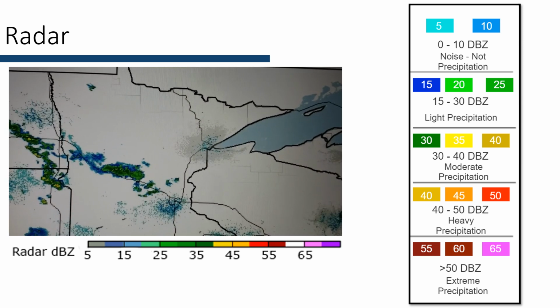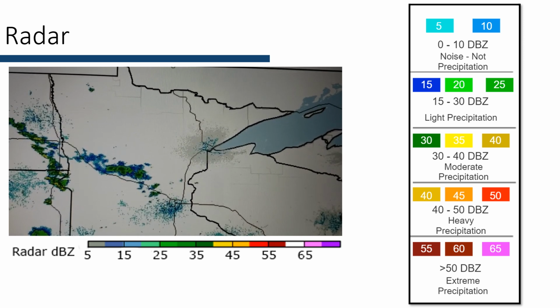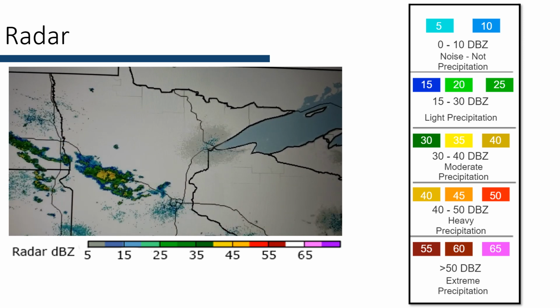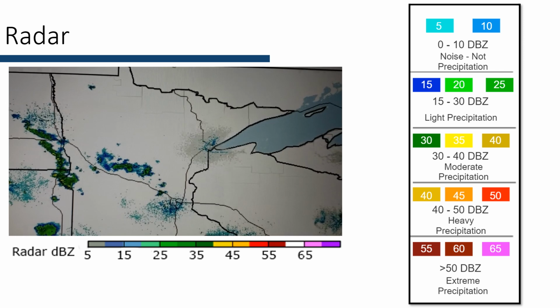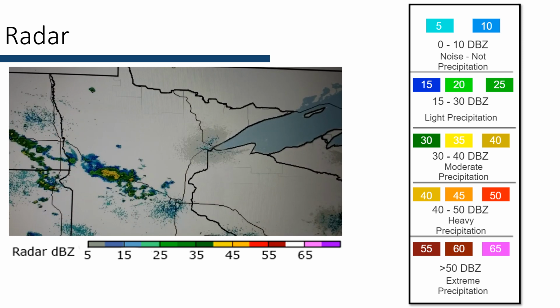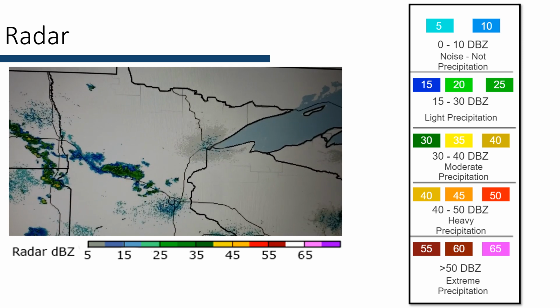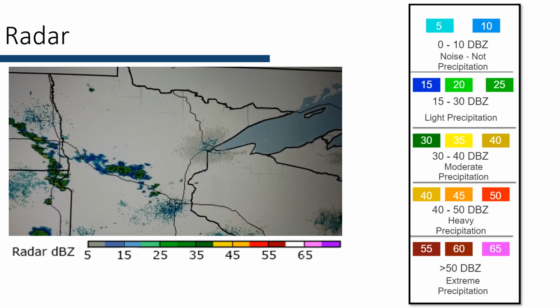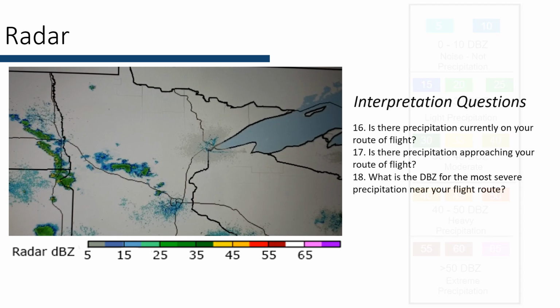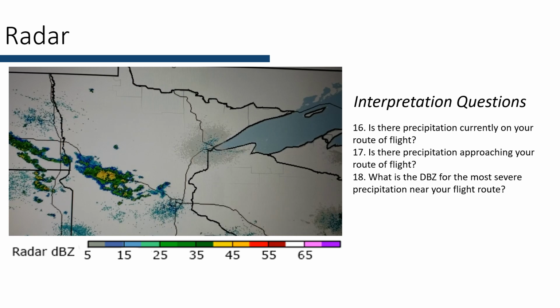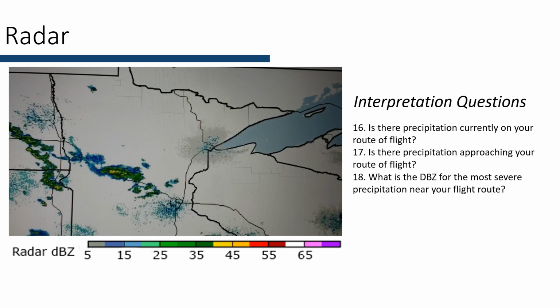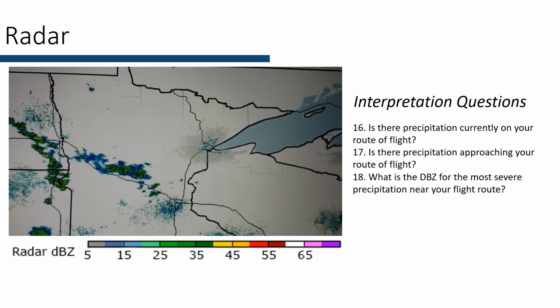30 to 40 decibels is associated with moderate precipitation. 40 to 50 decibels is associated with heavy precipitation. Anything over 50 decibels is associated with extreme precipitation. This brings us to our next set of interpretation questions. Please read through the questions and write down your answers.